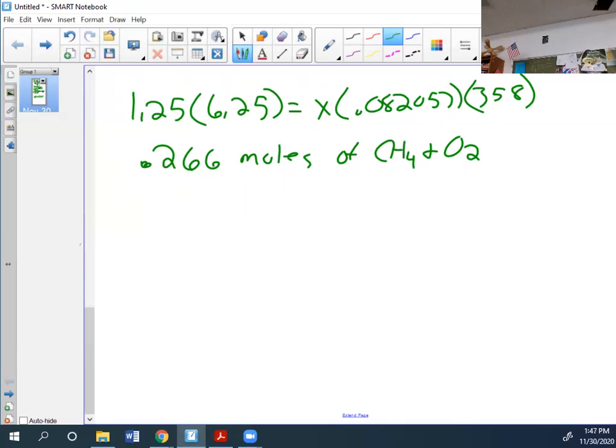Divided by two. So that means I have 0.133 mole CH4 and 0.133 mole O2, because we have the same amount, okay? Now we got one more thing you got to figure out first.